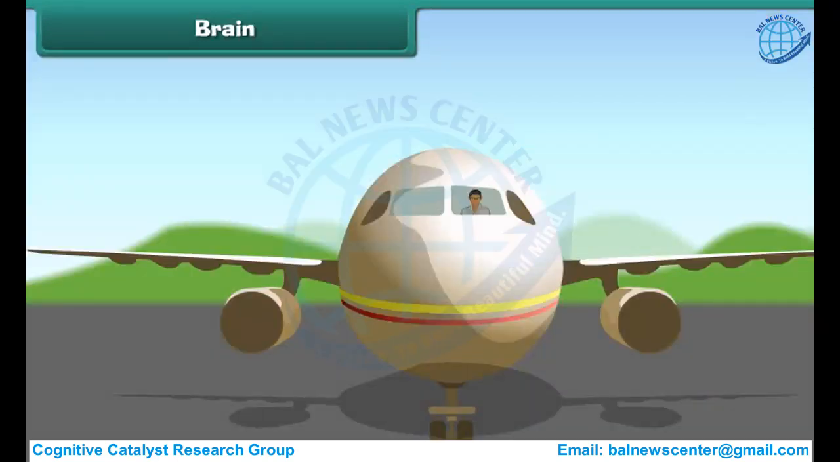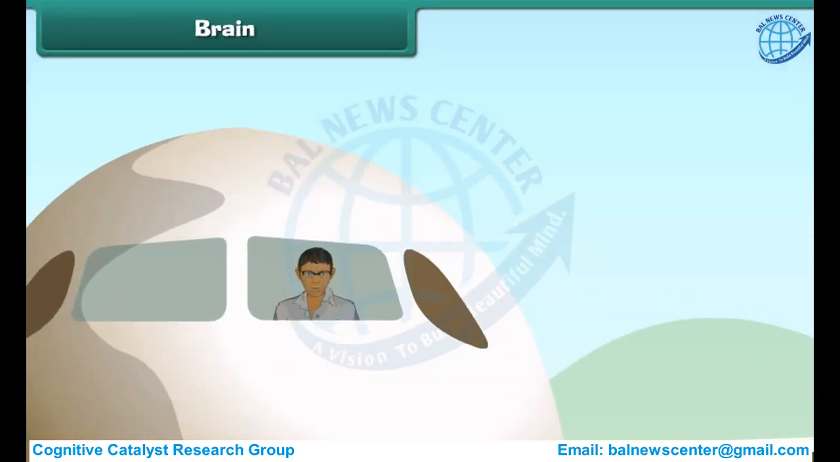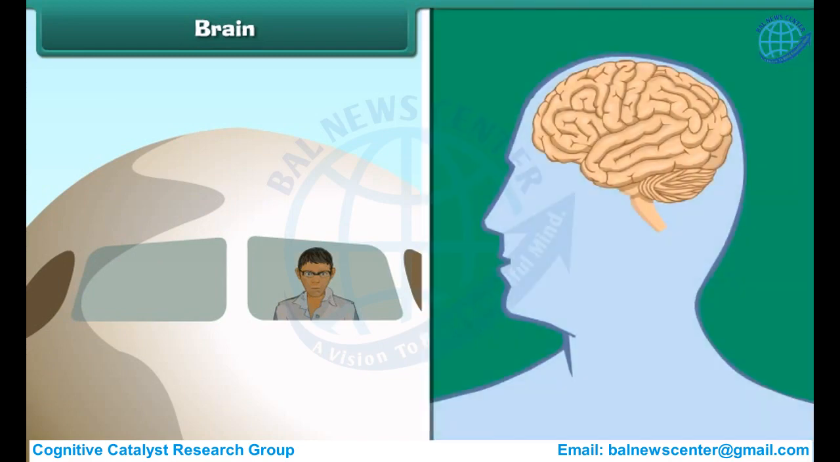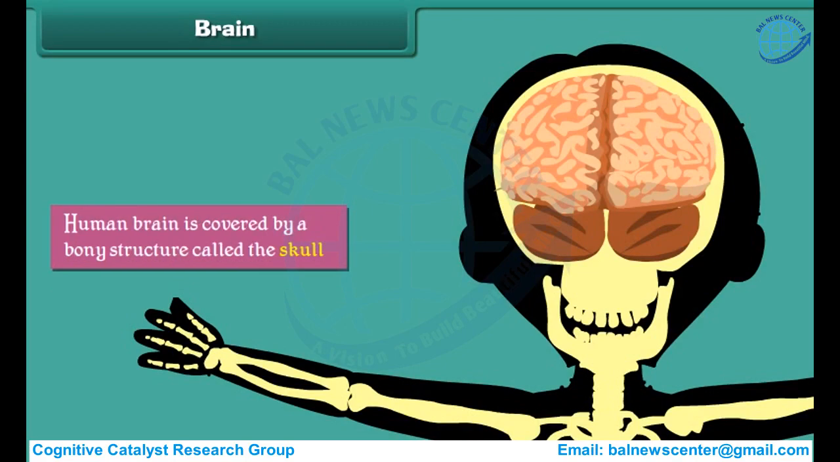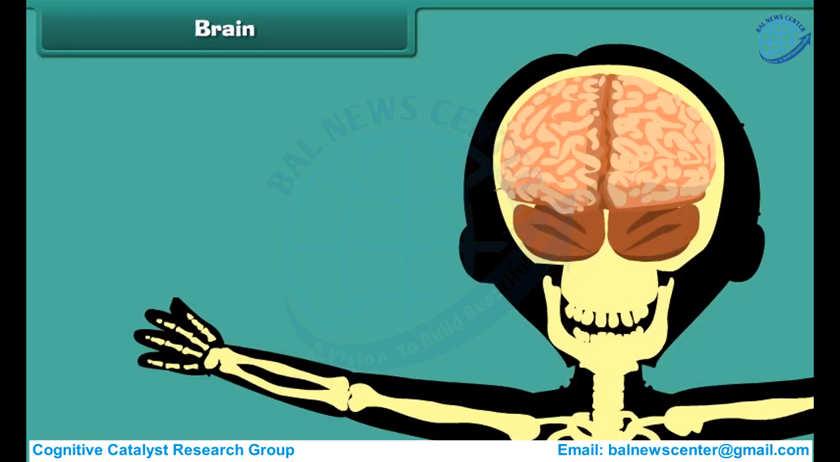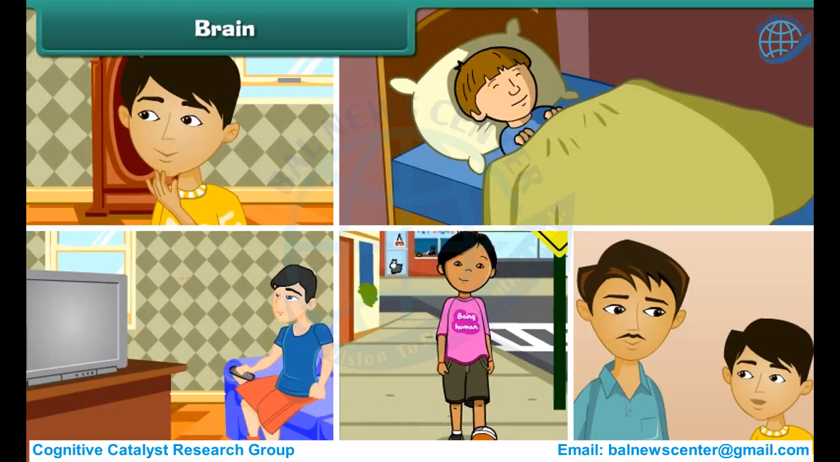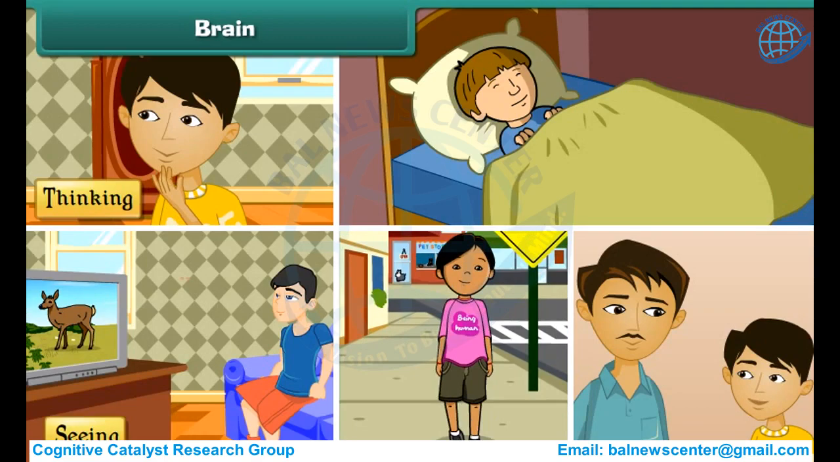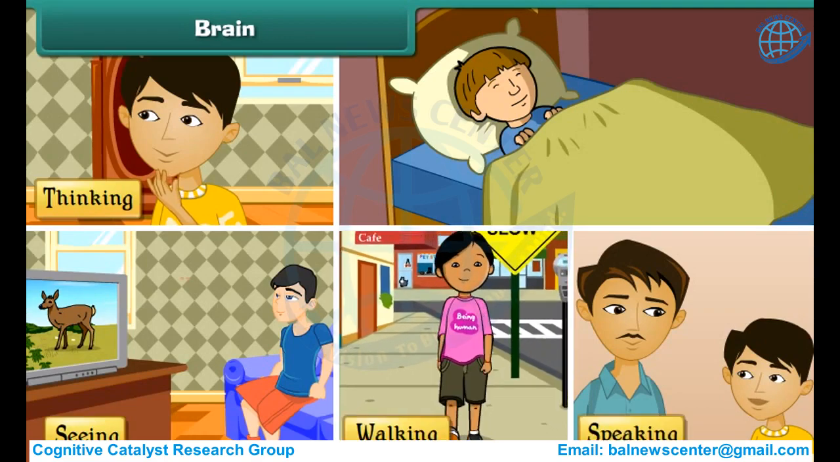Brain. Just as the pilot is the boss of an aeroplane in flight, human brain is the boss of the human body. Human brain is covered by a bony structure called the skull. Brain controls all the activities of the human body such as thinking, seeing, walking, speaking, and even sleeping.